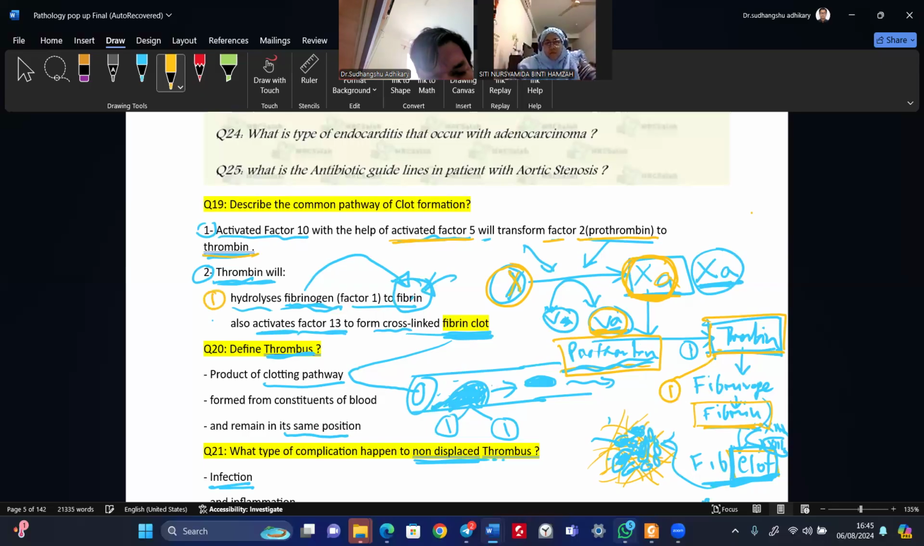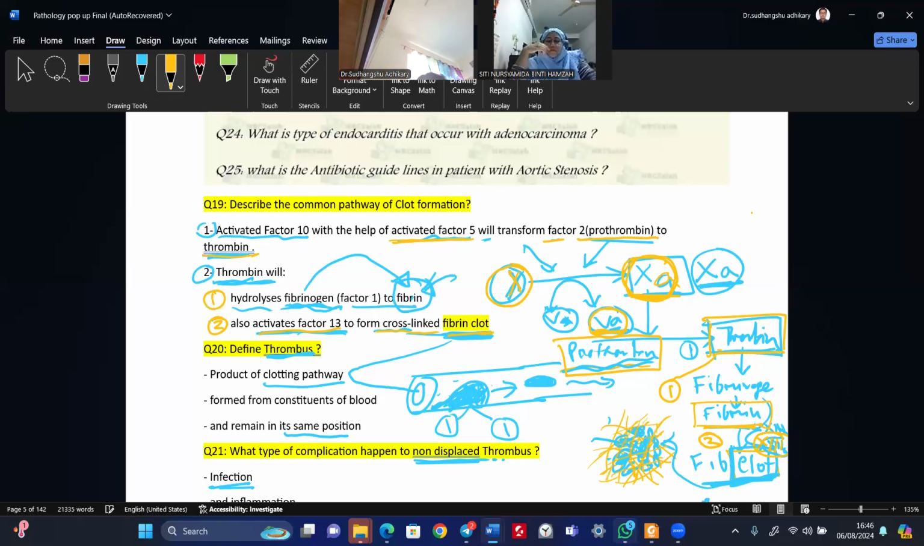Number two, it activates factor 13 to cross-link the fibrin clot. Here is factor 13. This is 10, 11, 12, 13. It activates factor 13. Why? To cross-link the fibrin clot, to make a cross and link of the fibrin clot.